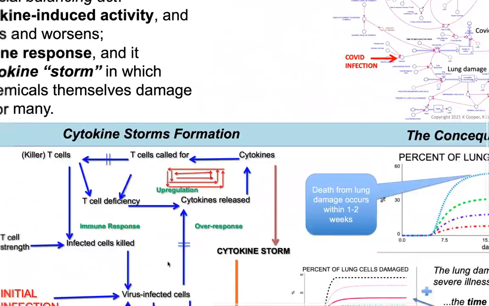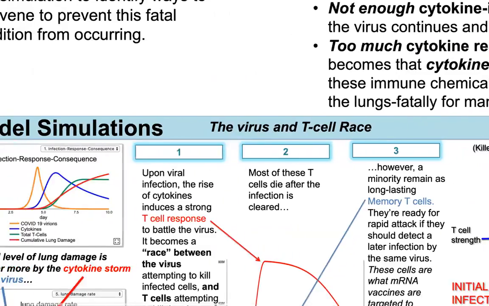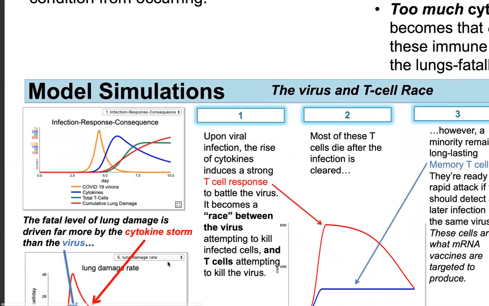Let me show you some model simulations. Initial model simulations show the sequence of events. As the level of COVID virions increases, it is followed by cytokine generation and then the T cell generation. At the same time, there is cumulative lung damage happening.